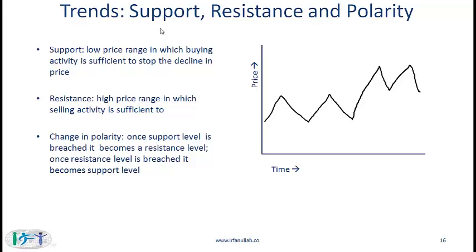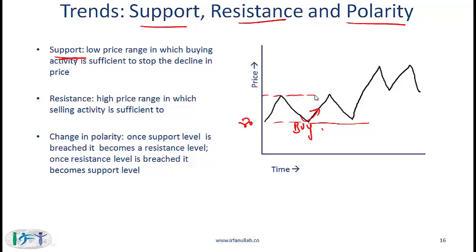You also need to understand the concept of support, resistance, and polarity. With support, we are talking about a low price range in which buying activity is sufficient to stop the decline in price. If you take a given stock where the support level is 80, what we are saying is that when the stock price comes down to 80, market participants believe that this is a low price for the stock and people start to buy, which means that the price again starts going up.